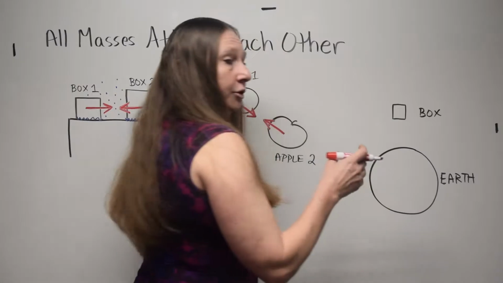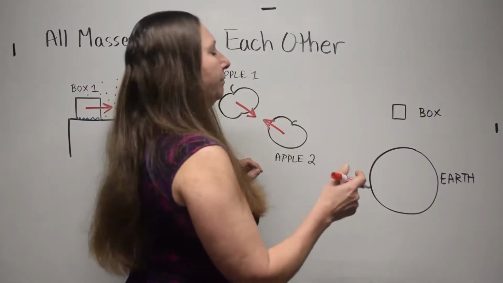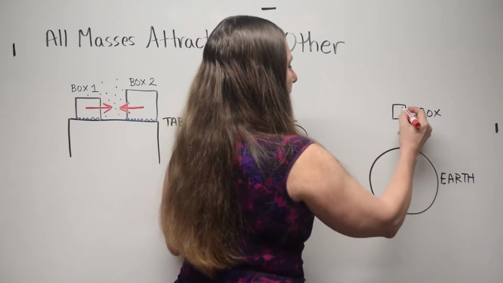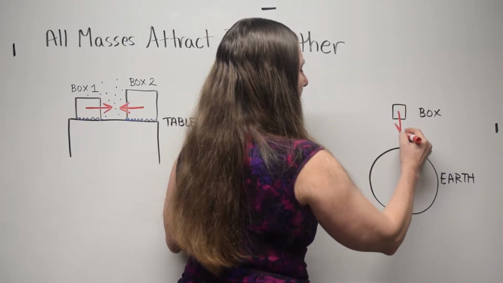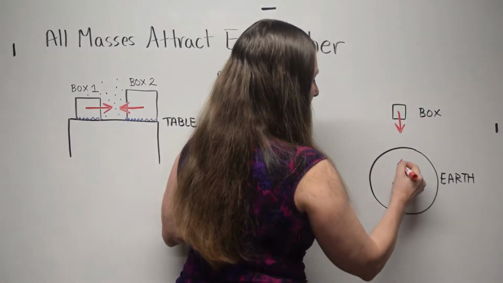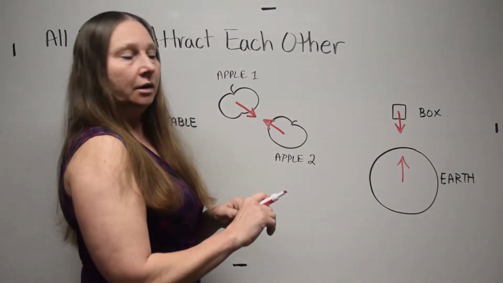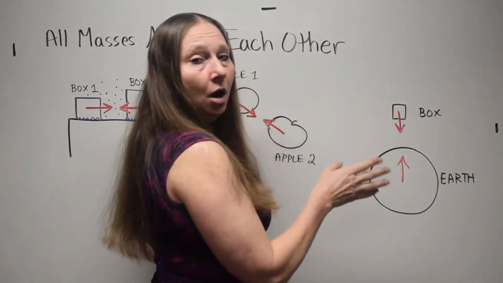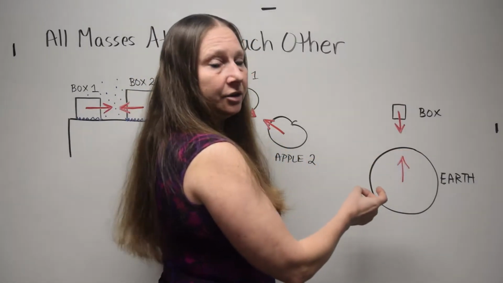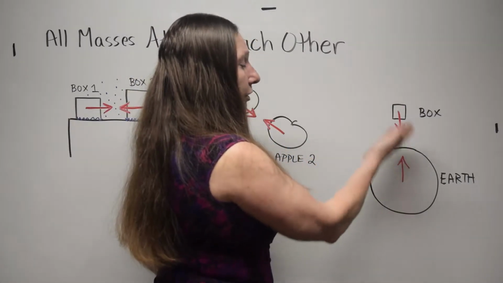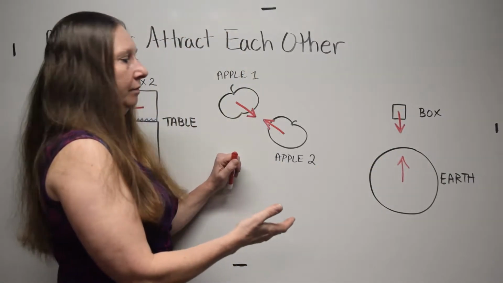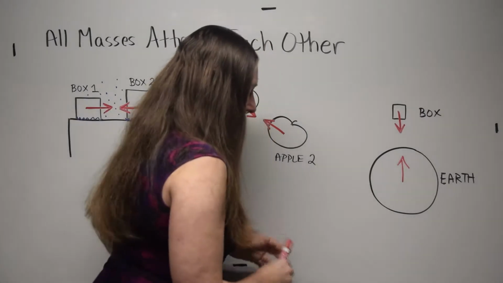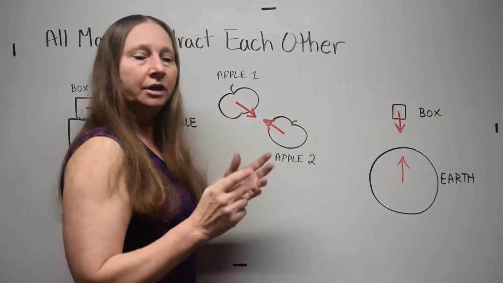Now, to come to what we want to talk about today. Here's the Earth. Here's a box. The Earth is attracting the box down. The box is attracting the Earth up. But since the box is so small, it's going to move faster. The Earth is not going to move up very much. The box is going to move down faster. So we say that the box is falling.